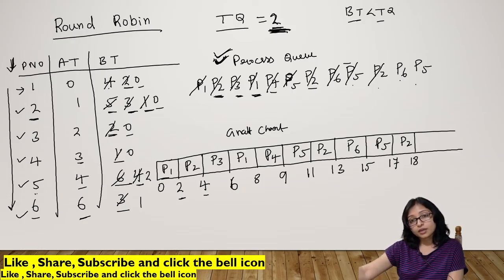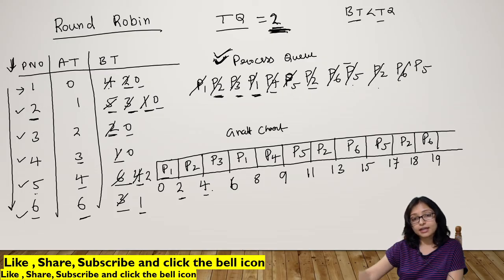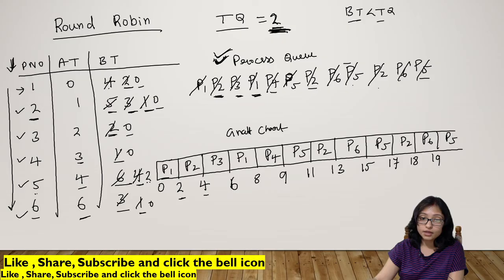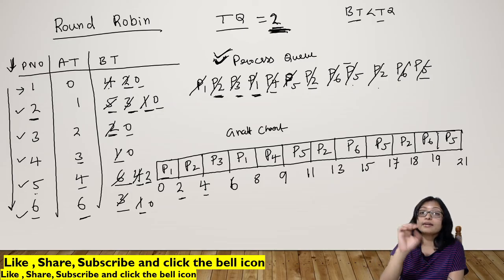So again, here I am taking the P6 now. P6 is remaining only 1. So I will give it till 19. Now P6 is coming 0. And finally P5. I will take the P5. P5 is now remaining 2. So that's why it will be 21. And that is now done. Now this is done. And I hope now it is very clear to you how to do the round robin algorithm.